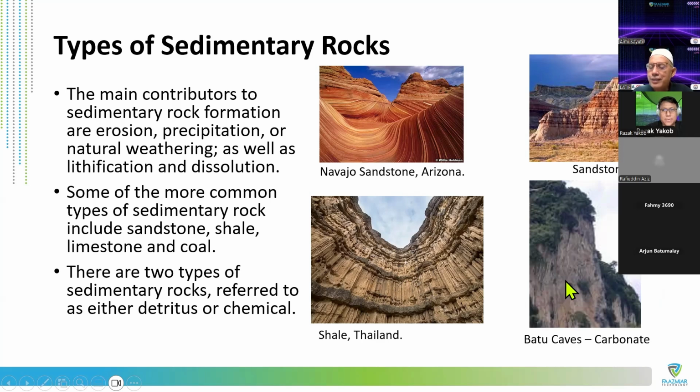Batu Cave is a carbonate. So you can see that the carbonate in Batu Cave is a bit tight, but in some areas you can see some voids. So in other words, it ranges from a very low porosity to very high porosity. Example of the carbonate formation within Batu Cave. You can see an example of that.